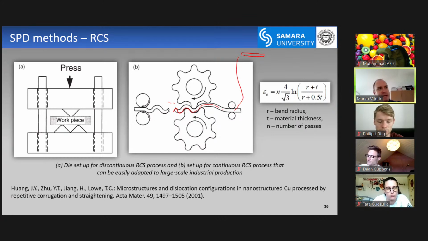This is also used if you just have one small piece of sheet. You can introduce waviness with this tooling, and later you will strengthen it. And this is the equation for the strain, with the bend radius, material thickness, and number of passes. So the key to SPD processing is that you don't have to process it in just one pass. You can repeat it as many times as you want.